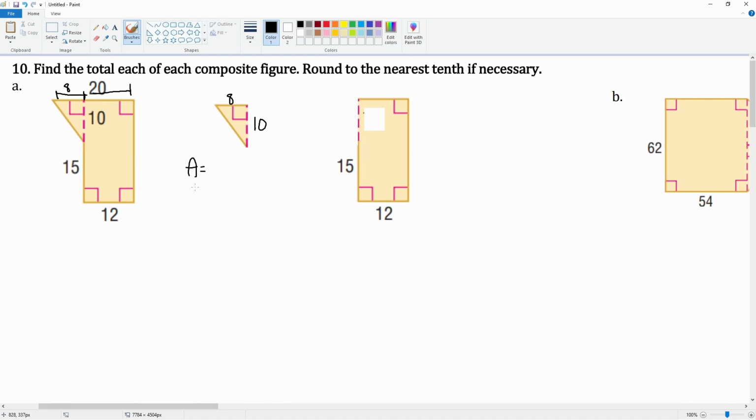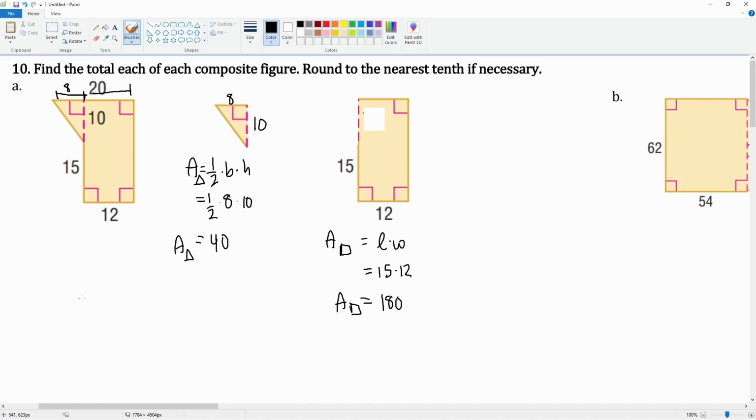So the area here for this triangle is 1/2 base times height. So 1/2 base is 8, and the height is 10. So the area for that triangle is 1/2 times 8 times 10. That gets me 40. Okay. Then we want this area of the rectangle, which is length times width. Okay. Which is 15 times 12. That gets us 180. So that is the area of this rectangle.